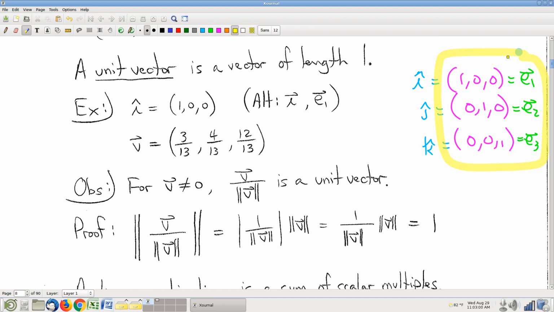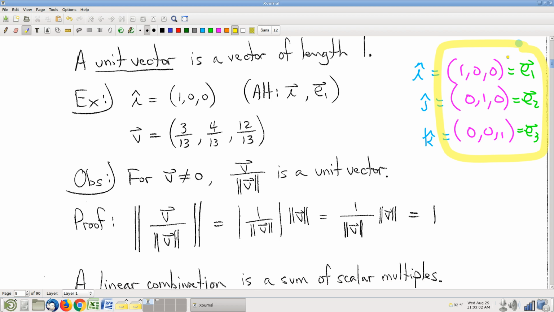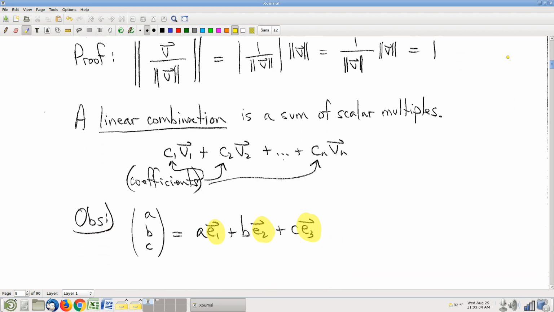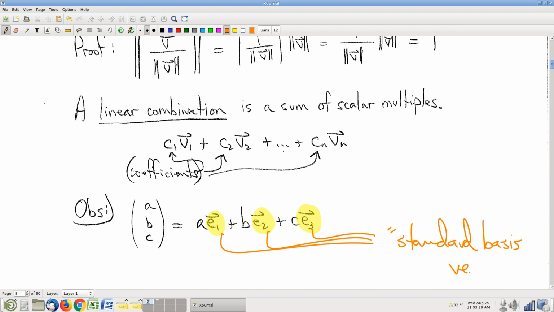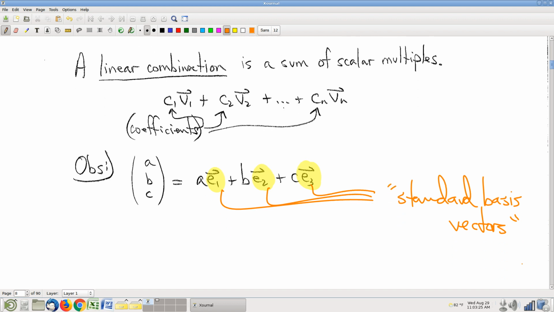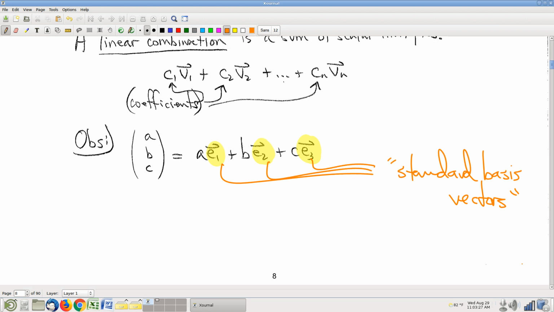All right, so make sure you can see why that works. By the way, with that in mind, these are special vectors. These vectors have a name. We typically refer to them as standard basis vectors. So I'm going to be using that term a lot, standard basis vectors. So heads up. By the way, there's a reason why we call them standard basis vectors. I'll tell you that one in Math 216.